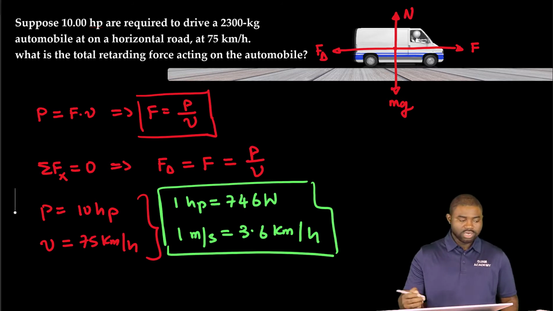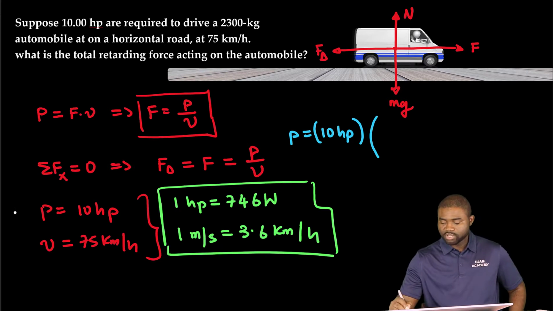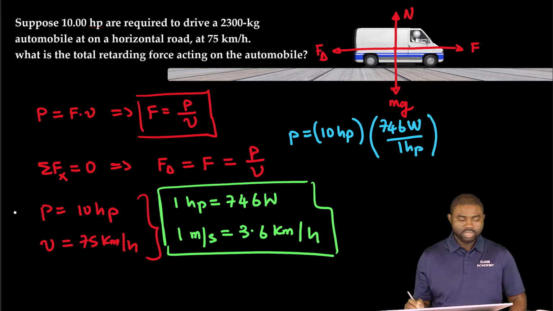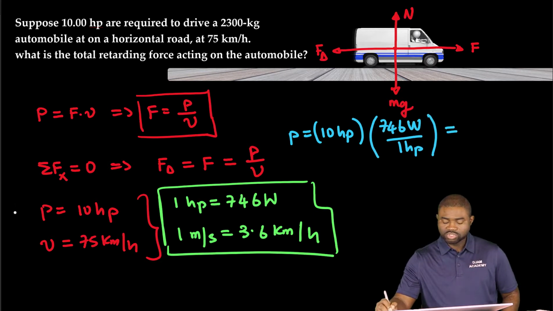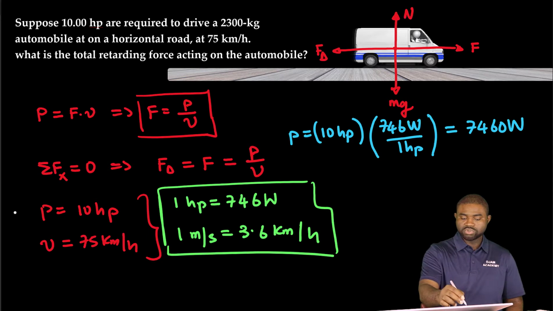Hence, the power, which is 10 horsepower, we will multiply that by 746 watts in 1 horsepower, and if we do that, this will be equal to 7460 watts. So that gives us the total power.